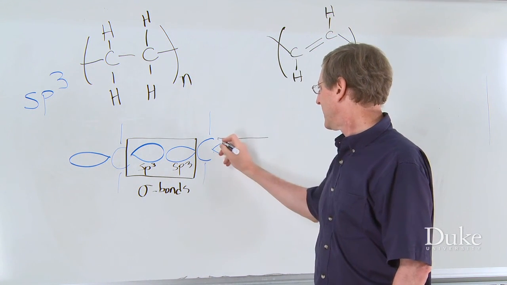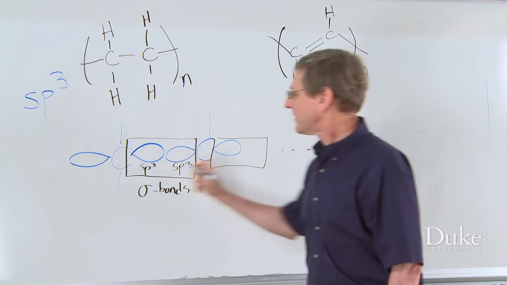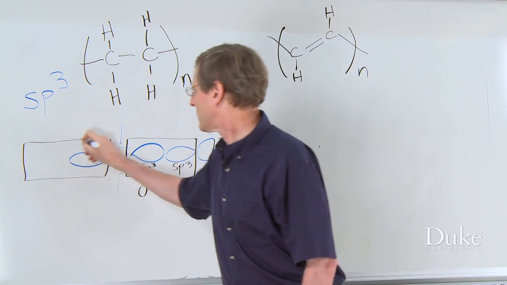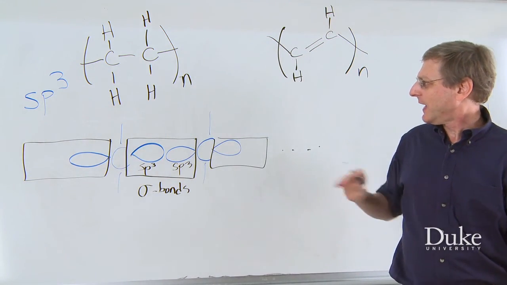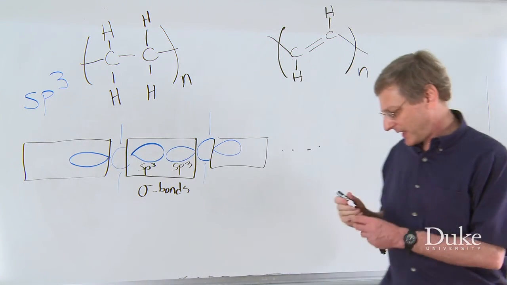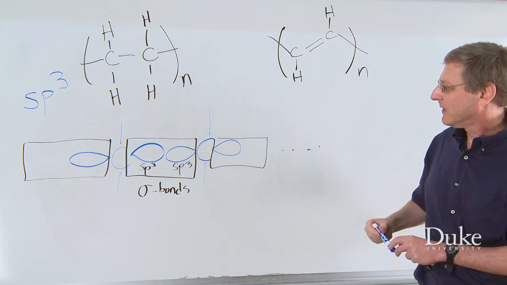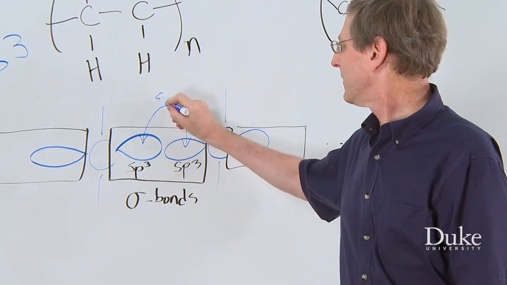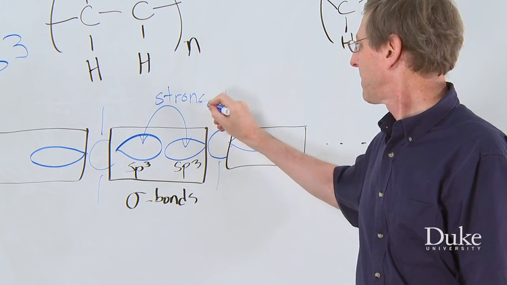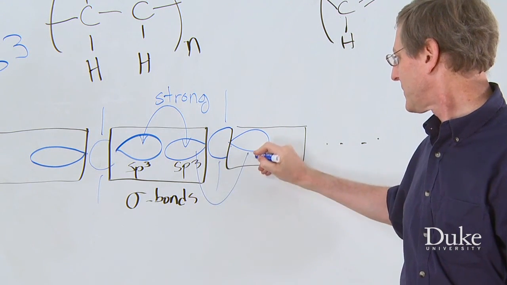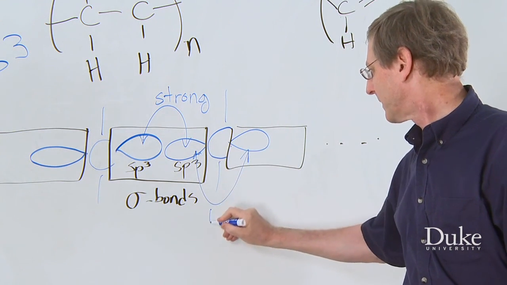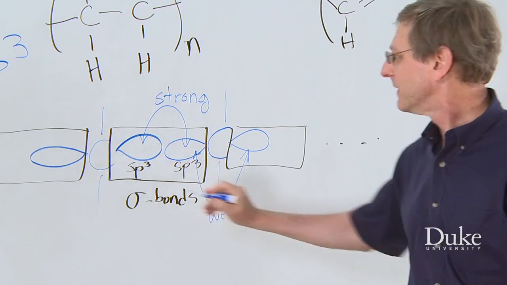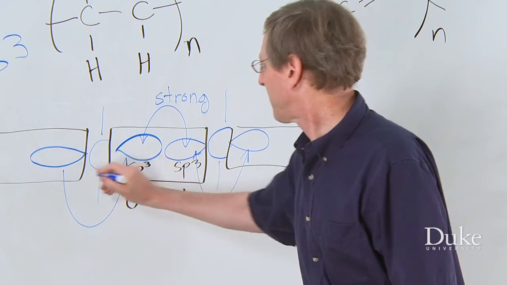And so on down the chain, sigma bond here, and so on in that direction, and so on in that direction. And these are very strong bonds. And so the interactions here among these two sp3 hybridized atomic orbitals are very strong. And among these orbitals on the same carbons are very weak. There and there.